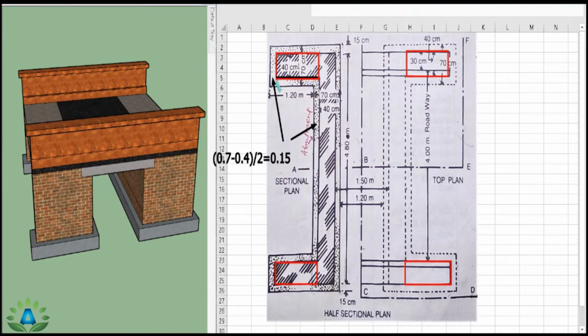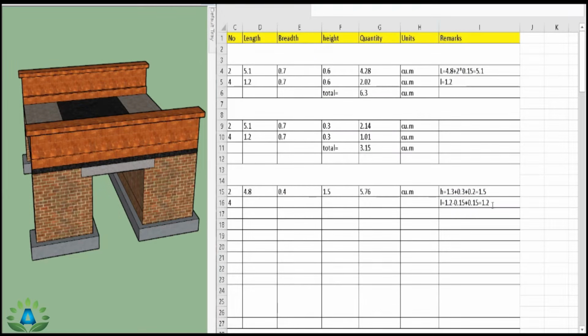So the length of this portion is 1.2 plus 0.15 minus 0.15. So we get the length 1.2 meter here also. And our width is 40 centimeter, that is 0.4 meter width. So I can write the length 1.2 meter and width is 0.4 meter and the height is same as before, that is 0.3 plus this length is 1.3 and this slab portion is 0.2, height is 1.5 meter, and we get the total quantity 2.88 and the unit is cubic meter.